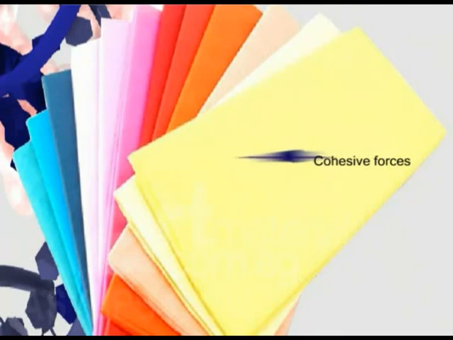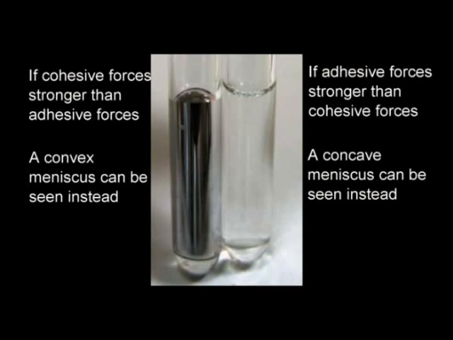In this drop of ink, the molecules are held together by cohesive forces between the molecules. When the drop hits the surface, it spreads out due to adhesive forces between the fluid molecules and the paper surface. The meniscus in a fluid held in a tube is due to either cohesive or adhesive forces. If the cohesive forces are stronger than the adhesive forces, then a convex meniscus is formed. If the adhesive forces are stronger, then a concave meniscus is formed instead.